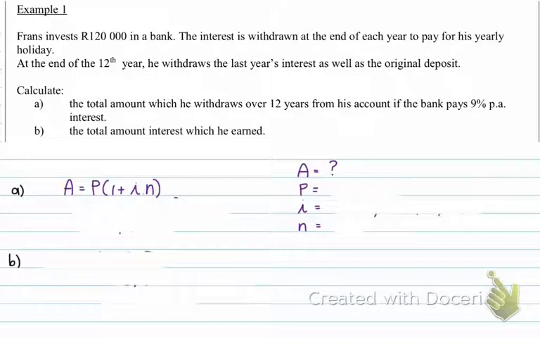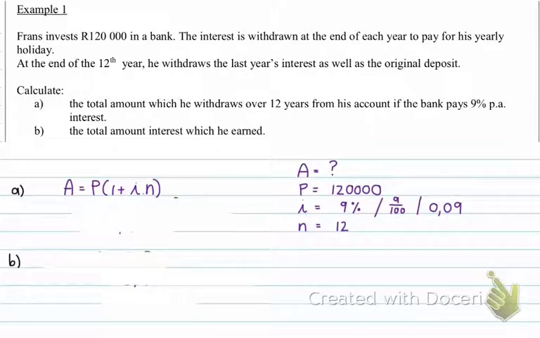Then Frans invests 120,000 in a bank. That is the value of P, the initial value that is invested. Furthermore, we read that he keeps this money in the bank for 12 years. Therefore, N is 12. And then the bank pays 9% per annum interest. Now, remember, 9% can also be written as 9 over 100 or as a decimal 0,09.